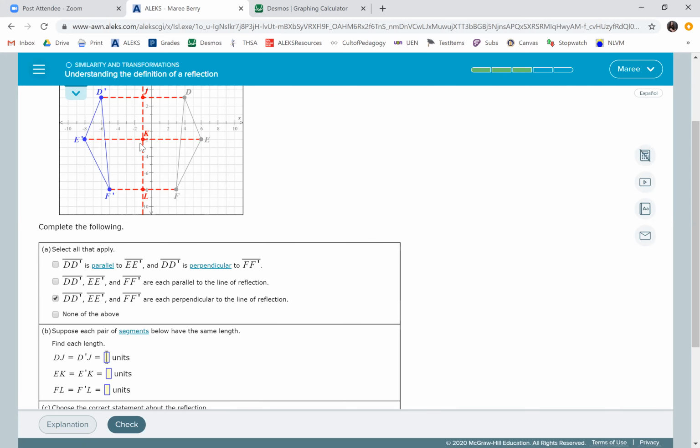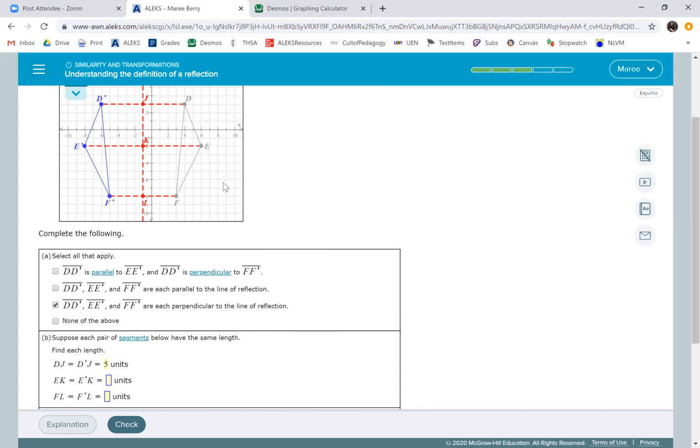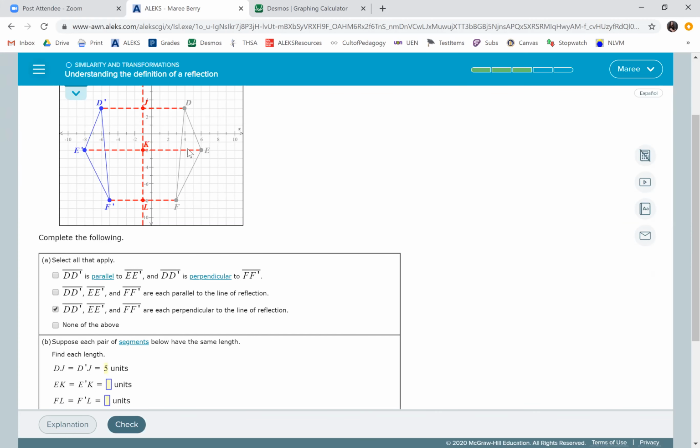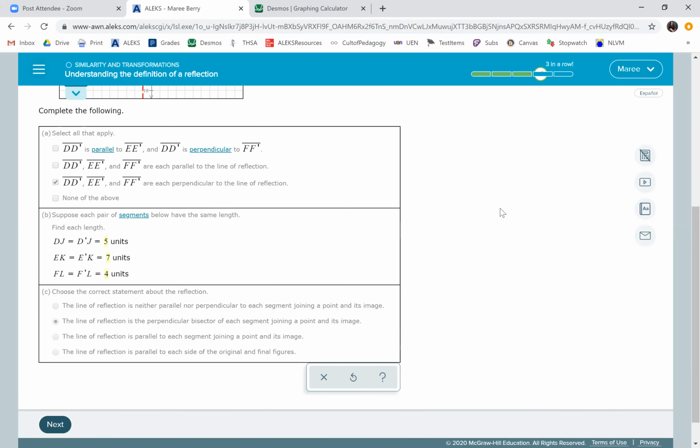And then D to J is how long? 1, 2, 3, 4, 5. Did I type that right? Yeah. Then E to K is 1, 2, 3, 4, 5, 6, 7. And F to L is 1, 2, 3, 4. And that is the end of the lesson, my friends.